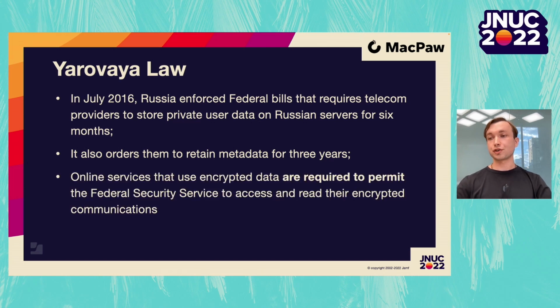Online services such as messengers, emails, and social networks that use encrypted data are required to permit the Federal Security Service to access and read their encrypted communications. It means that all internet and telecom companies that have some presence in Russia are obliged to disclose the communications and metadata and all other necessary information to authorities on request without a court order. With all the input data from the above, we need a way to discover potentially unwanted software with connections to the territorial affiliation for further decision-making regarding its removal.